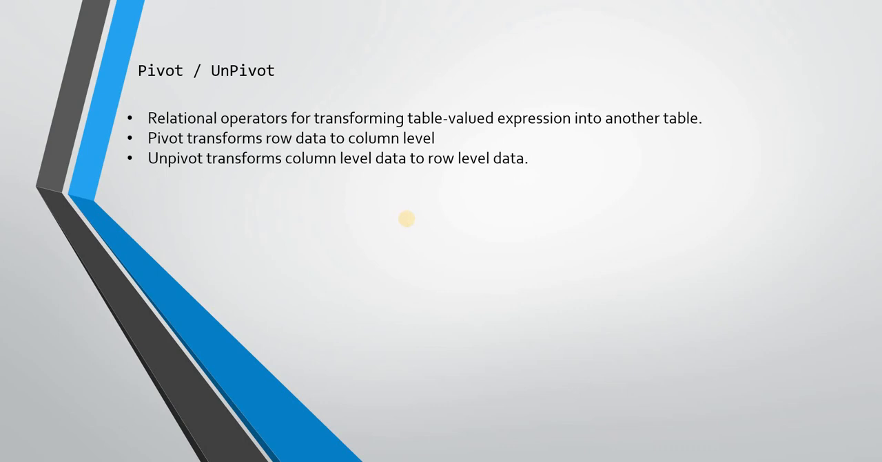So let us understand what pivot is. Pivot and unpivot are relational operators for transforming a table-valued expression into another table. It's very simple. Pivot is used to transform row level data into column level data, and unpivot is used to transform column level data into row level data. Many times, for reporting purposes or for updating data or reports, you might need to aggregate the columns, but instead of having them row wise, you need them in columnar format. Let us see what I mean by that.